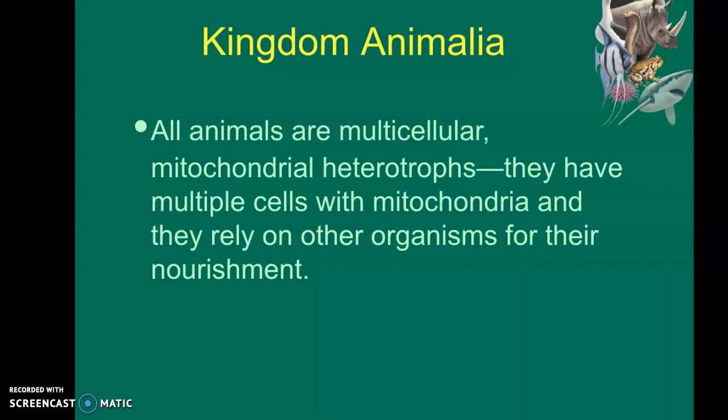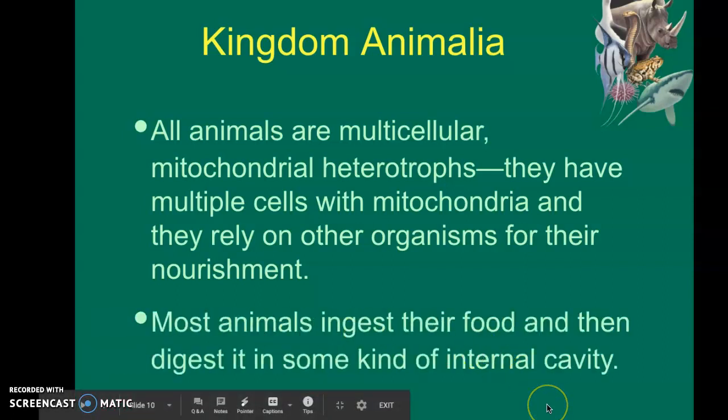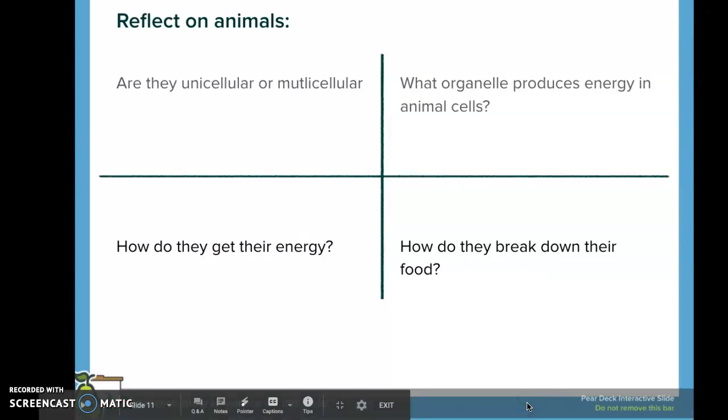So basically, they have multiple cells, they have mitochondria, and they rely on other organisms for their nourishment. They ingest their food, and for the most part, most animals digest it in an internal cavity. Not all animals have a full digestive system. Some have diffusion, the simplest ones. Some have a one-opening system, which means it digests the food and then lets whatever's left out through the same hole. Then we get to those that have a body cavity and a complete digestive system. But usually there's some type of chamber or place where the food gets digested.